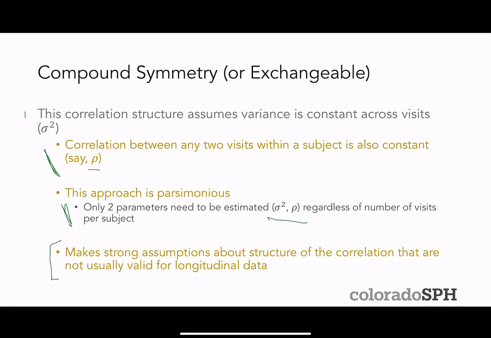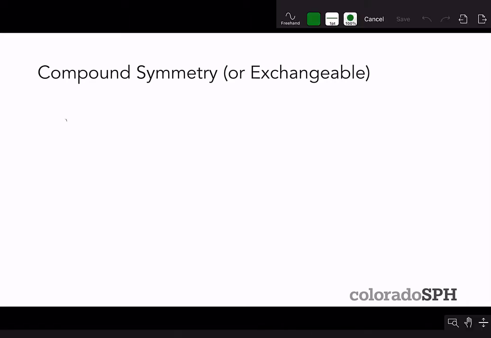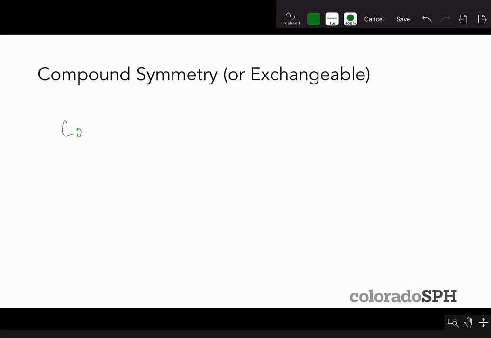However, it makes very strong assumptions about the structure of the correlation, and these assumptions are not usually valid for longitudinal data. So for a given subject, what this structure will look like is that the covariance of yi is equal to sigma squared, because we're assuming the same variance throughout, times this correlation matrix, which is 1 on the diagonal. The diagonals are the variances. So that's going to be 1 on all of the diagonals because we pulled sigma squared out.